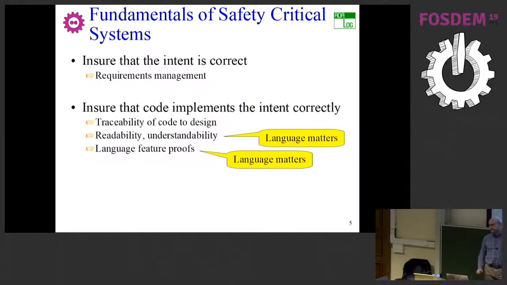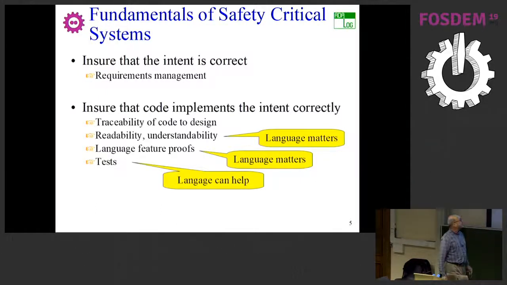Language feature proofs. I just invented that term. It's not an official term. But I'll show you another slide what I mean by that. When you have to prove that something works, if it's a language rule, then the certifier obviously will know that it's true. So if you have a language where you can put the requirements into the language, then you are certain that they will be met.